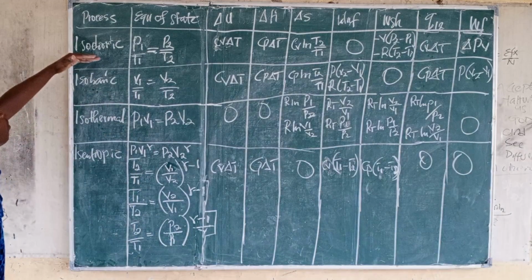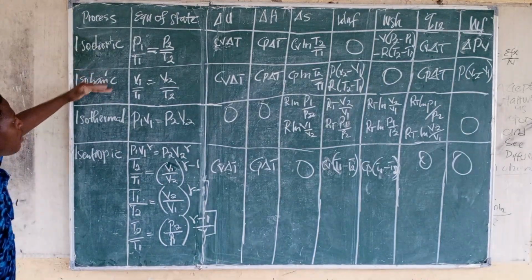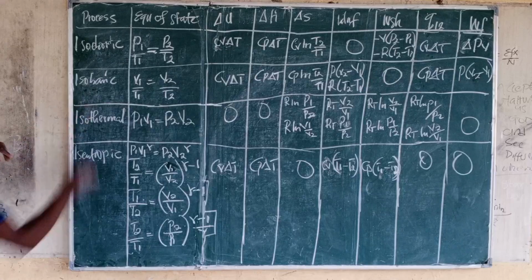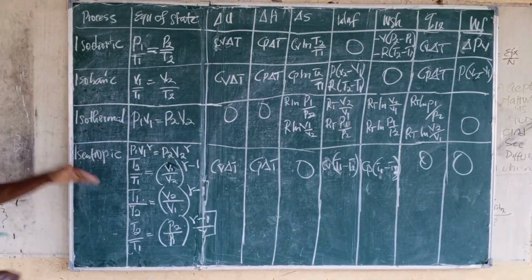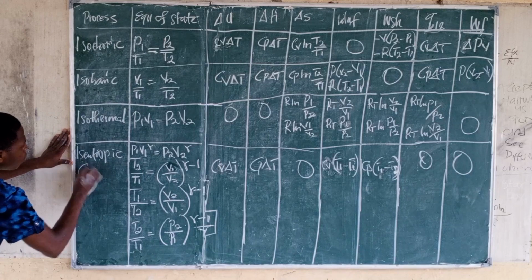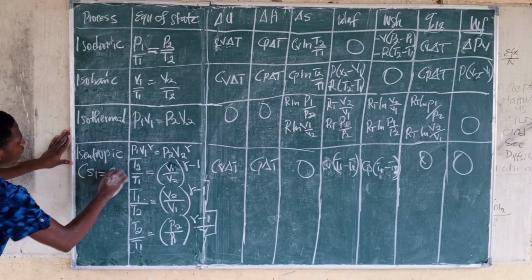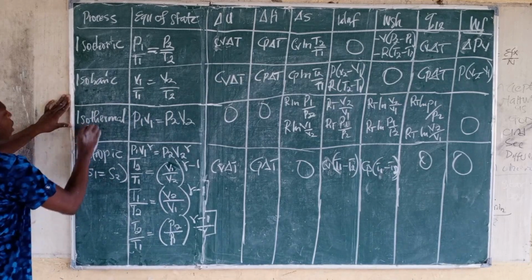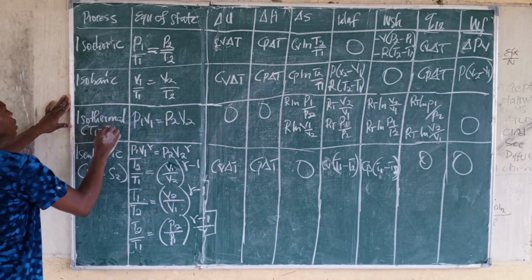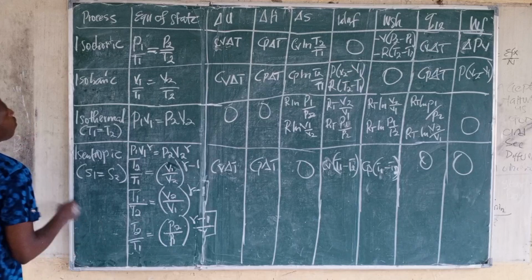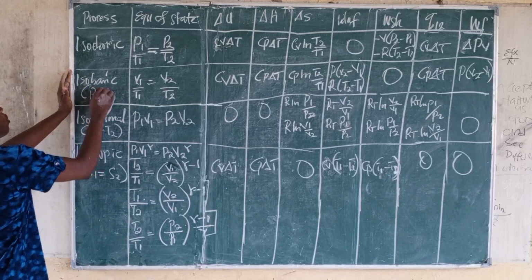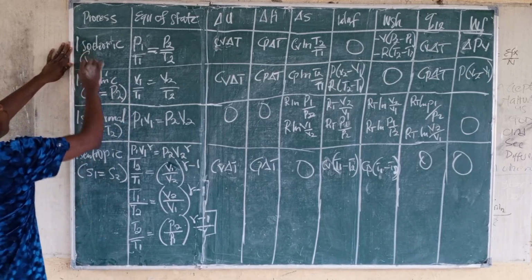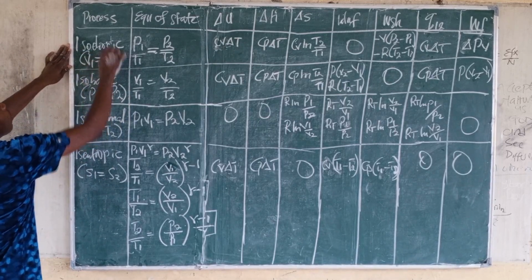Our aim is to consider the isochoric, the isobaric, isothermal, and the isentropic. Now for the isentropic process, we know that S1 is equal to S2 for this process. Entropy is constant. For isothermal, temperature is constant. For isobaric, pressure is constant. While for isochoric, volume is constant.